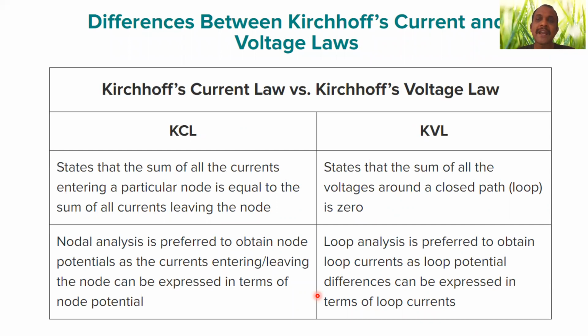Now, as Kirchhoff's current law KCL and Kirchhoff's voltage law KVL are done, let us see the differences between KVL and KCL. So KCL, what does it state? The algebraic sum of currents at a particular node is equal to 0. What does KVL say? The algebraic sum of voltages in a mesh or closed loop is equal to 0. So KCL talks about node, KVL talks about closed loop or mesh.